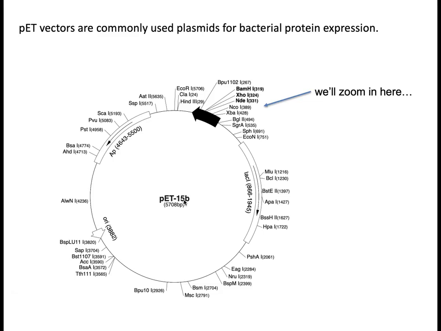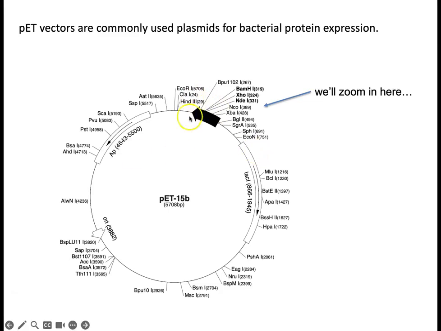So as for all plasmids that we use in molecular biology, they're going to have an origin of replication, which is represented here by ORI. They're going to have some antibiotic resistance marker. In this case, this is a gene that encodes for resistance to ampicillin. You will always want to pay attention to what the antibiotic resistance you're using is.